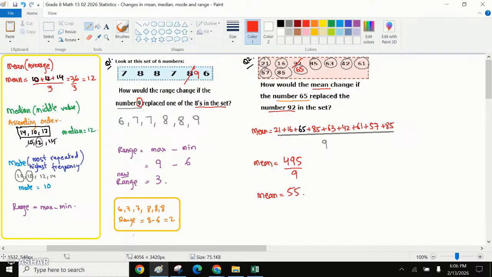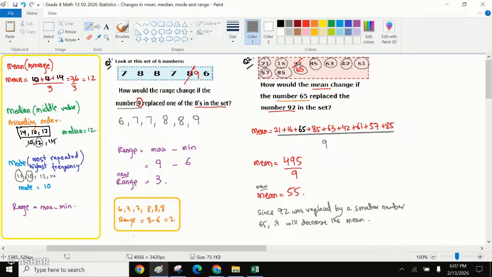Okay. And I'll write a statement. Since 92 was replaced by a smaller number, agreed? The smaller number was 65, it will decrease the mean. That means this new value for the mean is less than the older value of the mean, because the total has been reduced.